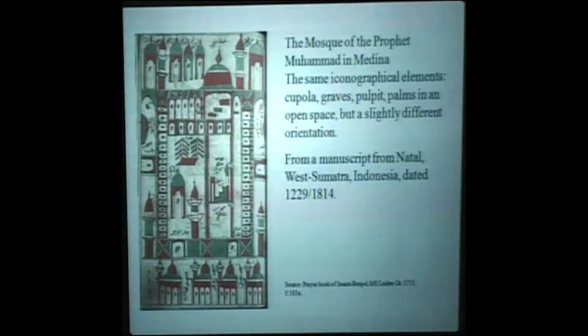Another representation of the Mosque of the Prophet, now coming from Indonesia, from West Sumatra, Natal, early 19th century. Here again, you see a number of basic elements, the cupola and the burial chamber. The minbar is here, and other elements that apparently belong to the whole set of iconographical elements of the Prophet's Mosque.